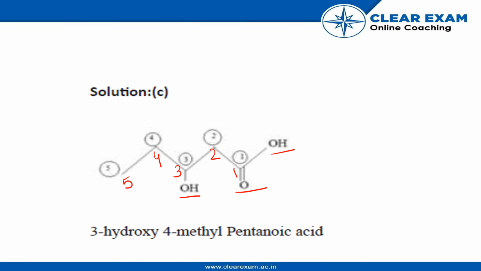Now, according to the priority of these functional groups, we know that C double bond O has more priority than OH. Therefore, the IUPAC name of the following compound will be 3-hydroxy-4-methyl pentanoic acid, giving us the solution as option C.